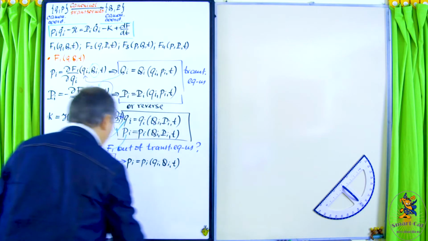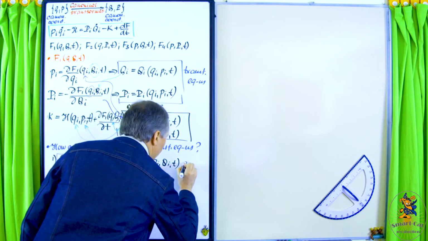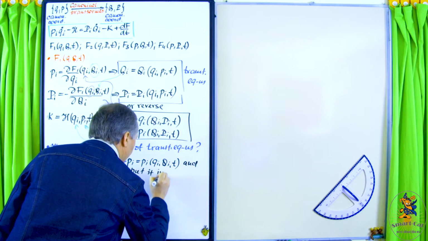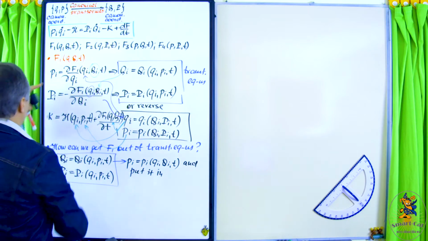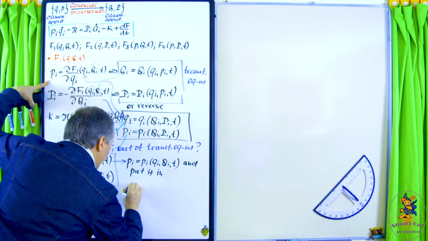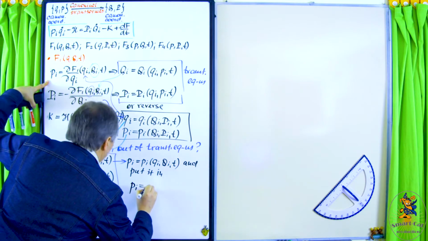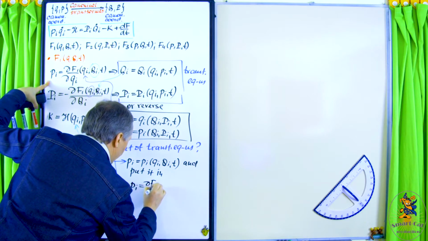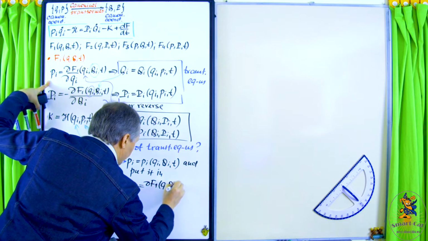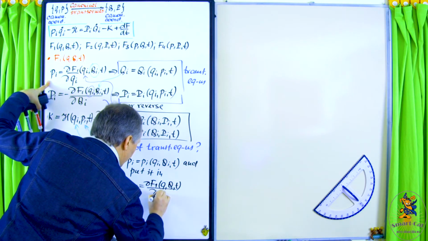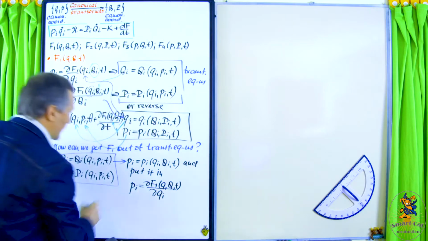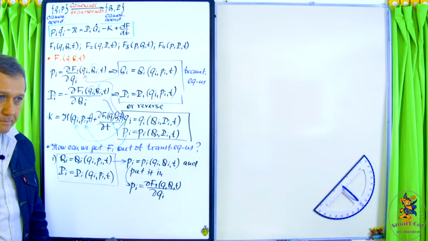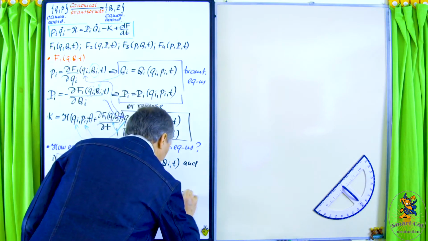And then put it into this equation. It will be p_i as the partial derivative of F1 with respect to q_i. So you just plug it here and then integrate.